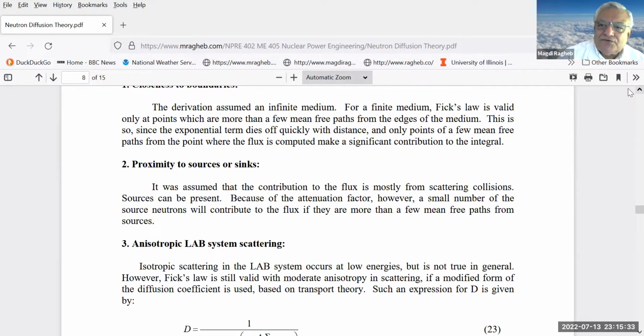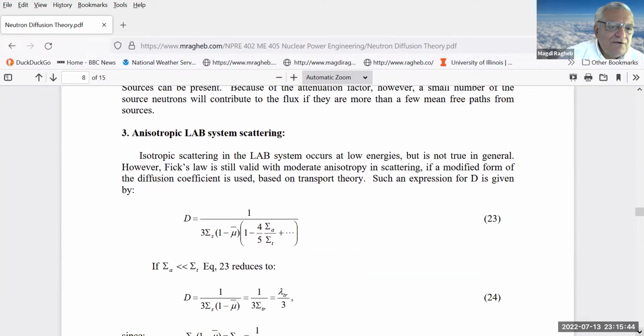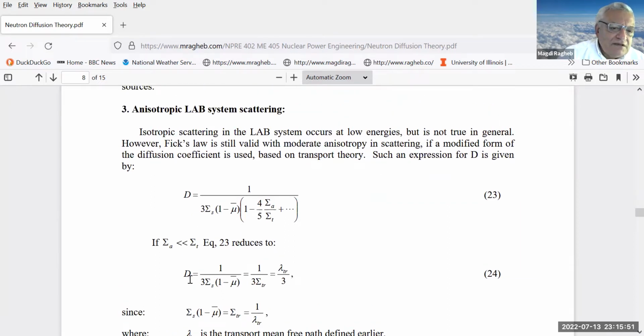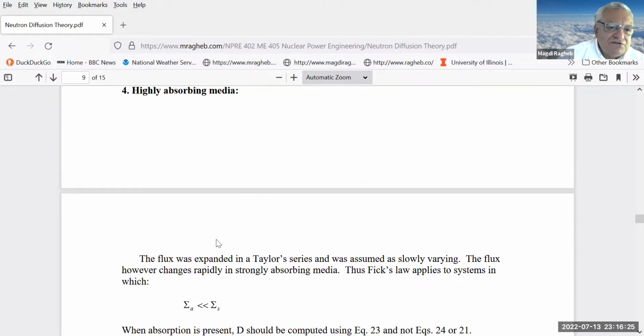Diffusion theory does not apply very close to boundaries, close to sources or sinks. If the scattering is anisotropic, it doesn't apply either. So we take advantage of a more advanced transport theory, and we write a different form for the diffusion coefficient as 1/3 of a transport mean free path that takes into account the average cosine of the angle of scattering. So the diffusion coefficient takes the form of 1 divided by 3 times the macroscopic scattering cross section, multiplied by 1 minus the average cosine of the angle of scattering that appeared in the first diagram that I discussed. Close to very highly absorbing media, diffusion theory also does not apply.